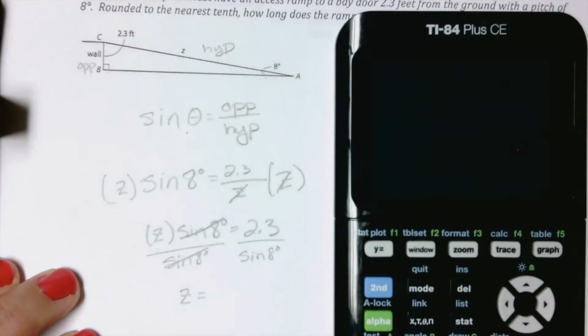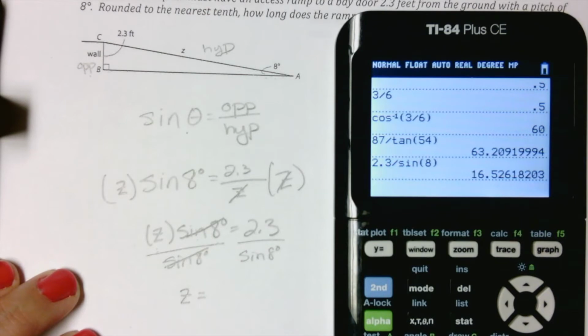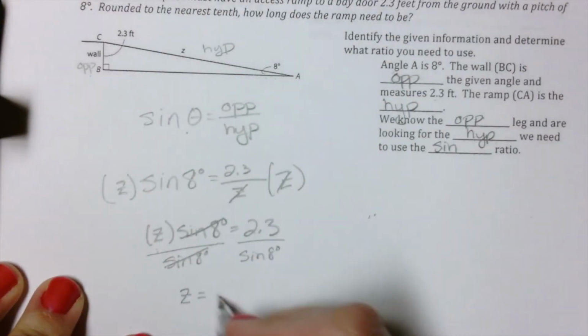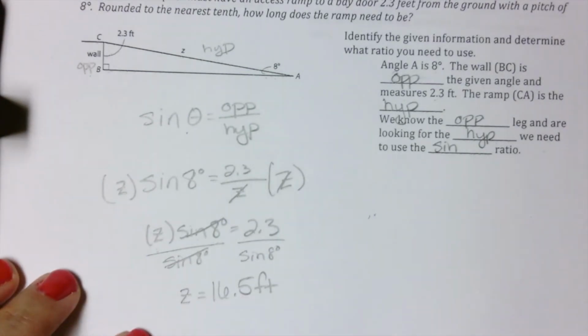Then we go to our calculator and we say 2.3 divided by the sine of 8. And we get a big long decimal. We were told in the directions to round to the nearest tenth. So that 2 tells you to leave that 5 where it's at. So our ramp needs to be 16.5 feet long.